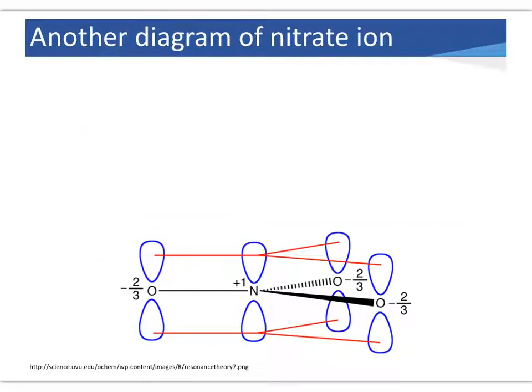This is another diagram of the nitrate ion, and it's maybe a little hard to understand. We have some p orbitals here, and these red lines indicate delocalized electrons being shared. I'm not going to go into a lot more detail because we will learn more after we learn about hybridization. This structure will make more sense then. So this is a preview.